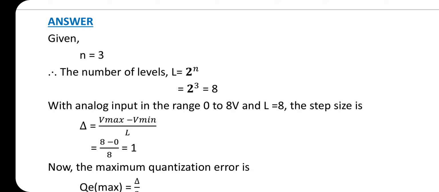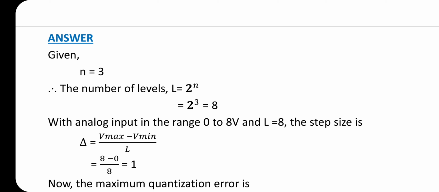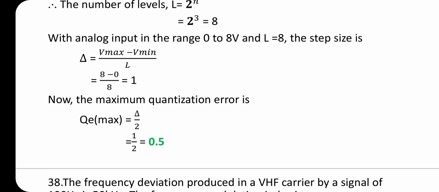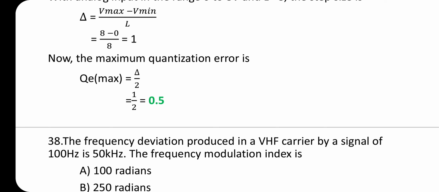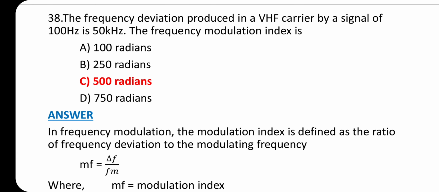Here given N equal to 3. Therefore, the number of levels, quantization level L equal to 2 raised to n, we get 8. With analog input range 0 to 8 volt and quantization level L equal to 8, the step size delta equal to V max minus V minimum divided by L, we get delta equal to 1. Now the maximum quantization error is QE maximum equal to delta divided by 2, we get answer is 0.5 volt.